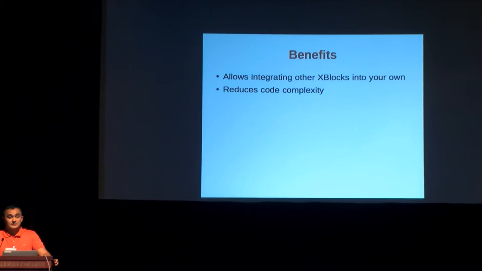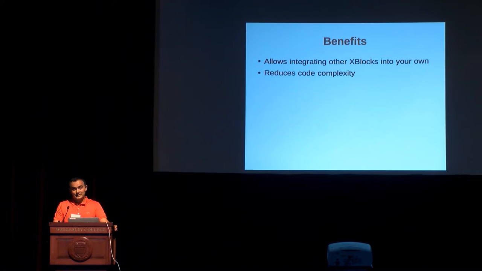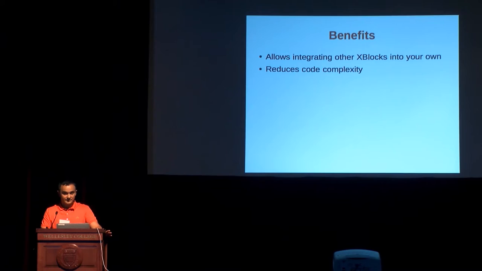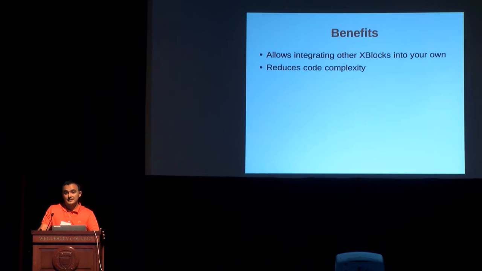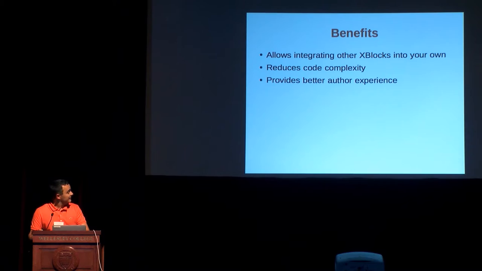The second one, it really reduces code complexity, provided you have a really complex XBlock. The good markers that you can benefit from that: if you can distinguish a subset of features that plays really well together and is mostly isolated from the other parts of the XBlock, and there are some parts of that can be duplicated, tweaked, rearranged, and otherwise authored by course authors or used by students. And it provides a better author experience.